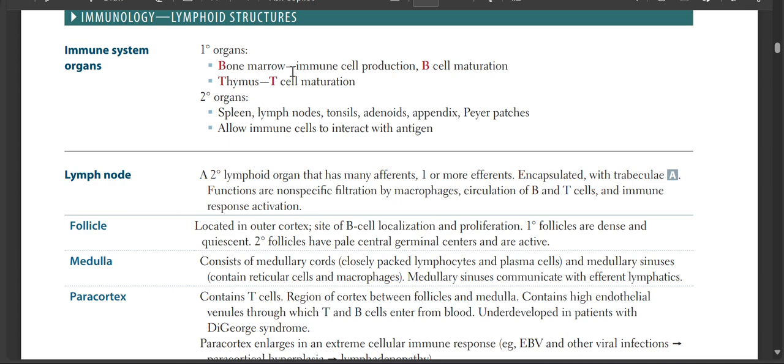So here the bone marrow produces the B cells and helps in B cell maturation, whereas the thymus only helps in T cell maturation. The production is still done by the bone marrow. So the bone marrow produces the T cells, and then the thymus helps in maturation. Secondary organs are any other lymphoid organ that you can think of, except for the bone marrow and thymus.